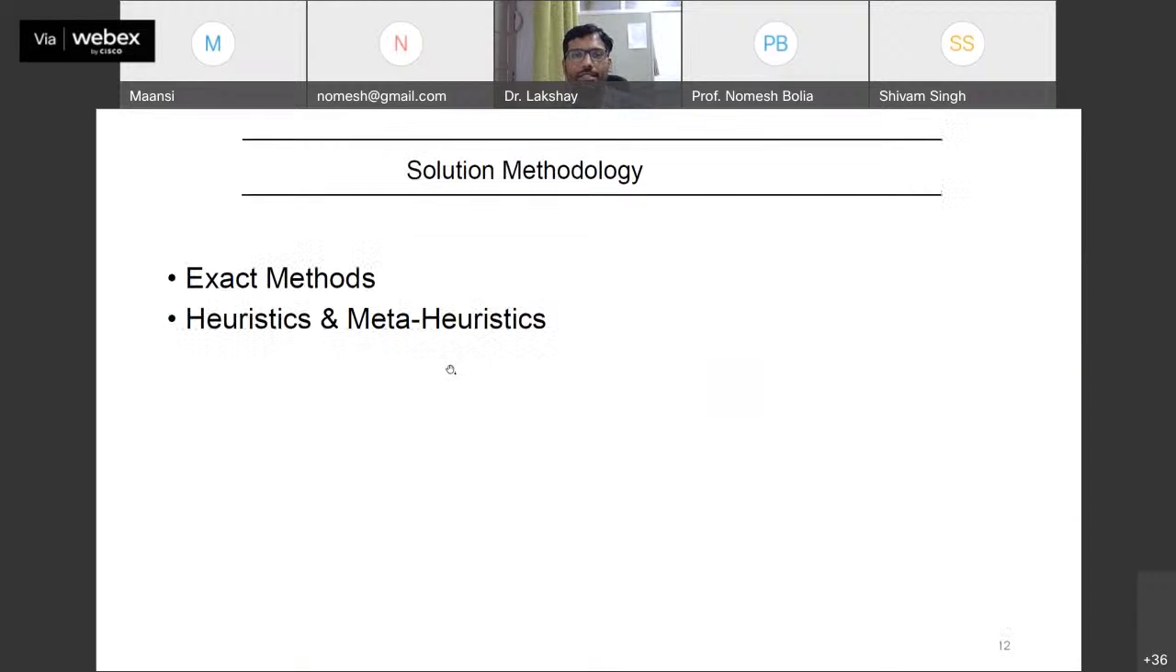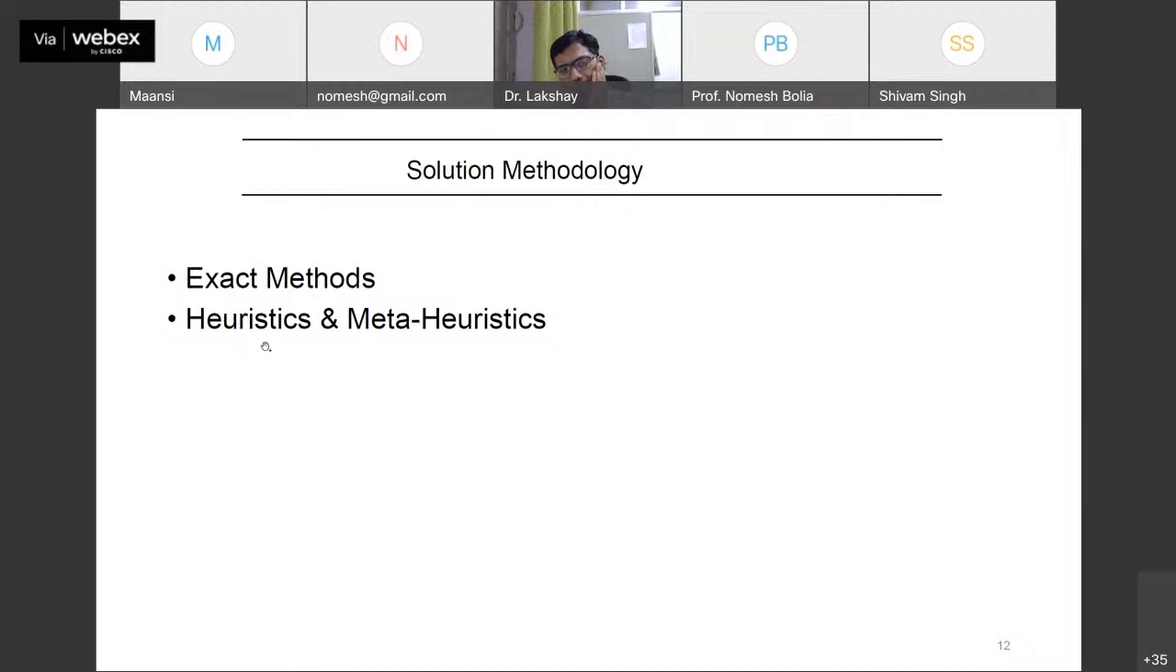And now let's see, whenever we are able to formulate a model, there are two kinds of methods that you might have seen. One is the exact methods, which are already available toolkits, like simplex, branch and bound, and even Benders decomposition, all those methods you might have seen. Then there are heuristics and metaheuristics.